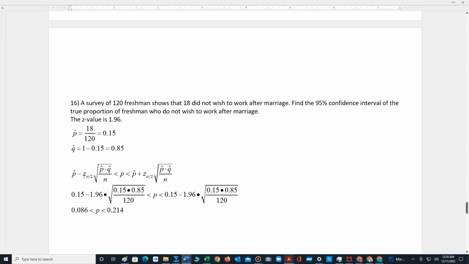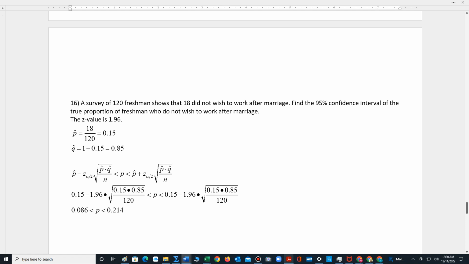In number 16, we're estimating a proportion. So it states that a survey of 120 freshmen shows that 18 did not wish to work after marriage. Find the 95% confidence interval of the true proportion of freshmen who do not want to work after marriage. So our formula is this formula here. We need to find the z-values. P hat, or the sample proportion, is 18 out of 120, 0.15. Q hat is 1 minus p hat, so 1 minus 0.15 is 0.85.